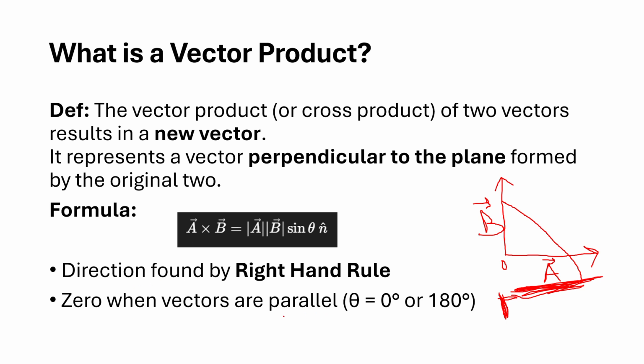The vector product is 0 when vectors are parallel. When we have this type of equation, if we put 180 in theta, sin 180 will give us 0, and sin 0 also gives us 0. So the result of this vector multiplication will be 0 if these vectors are parallel or anti-parallel, totally 0.